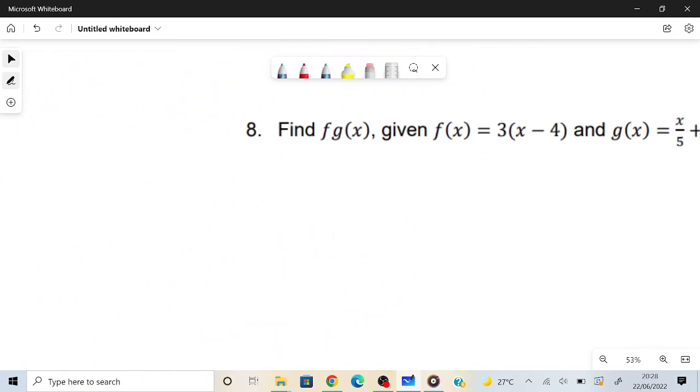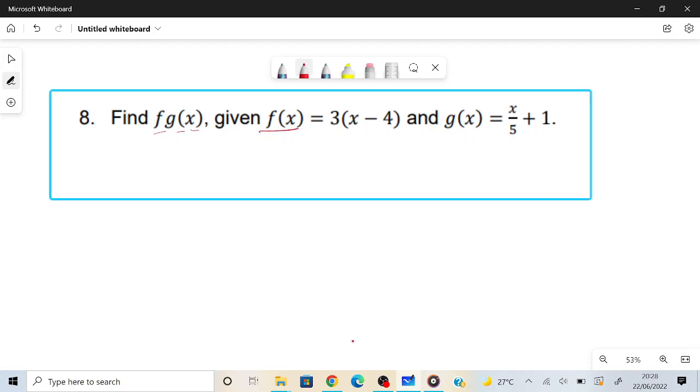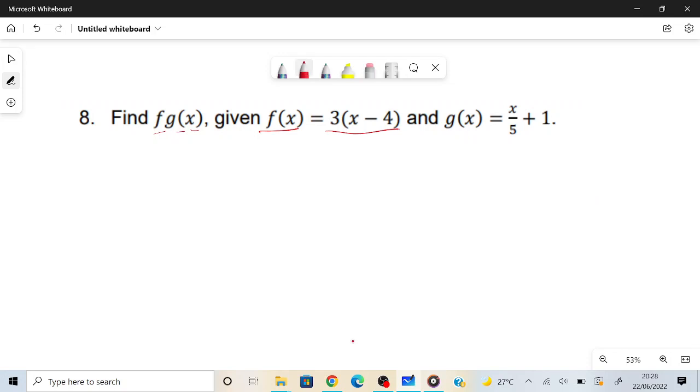Moving on to the next example. This says, find f g of x given f of x is 3x minus 4 and g of x is x over 5 plus 1. Now, this does look complicated at first look, but let's have a closer look. Whenever you have these type of questions, f g x, you need to follow a particular order.